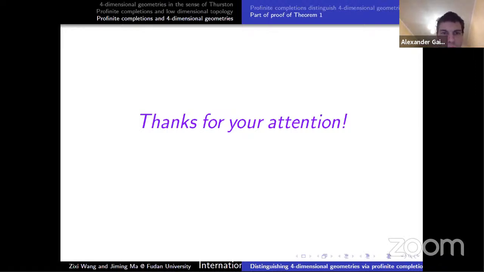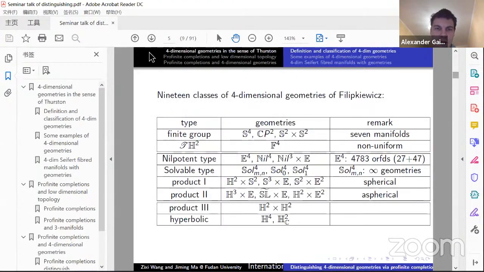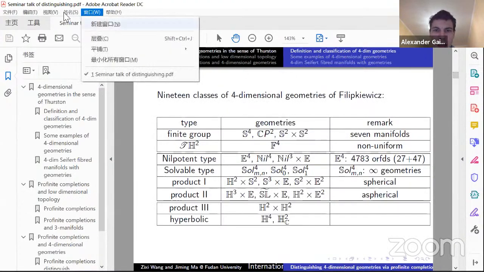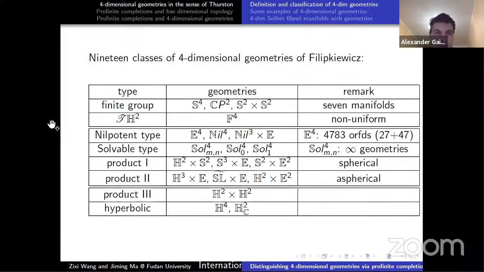I have one question. Could you show once more the list of four-dimensional geometries? Yes, of course. On one of the first several slides. Is this the slide you want to see? Yeah. Thank you.